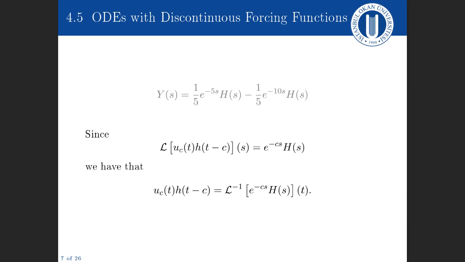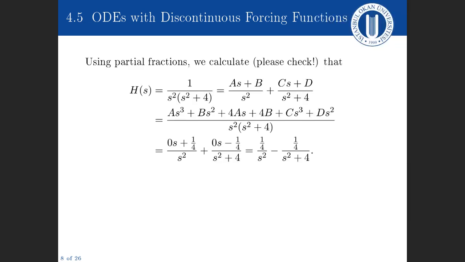Taking the inverse Laplace transform on both sides, u_c(t) h(t minus c) is the inverse Laplace transform of e to the power minus cs capital H. If we can find small h, then we can find small y using this shifting formula. So how do we find small h? Partial fractions.